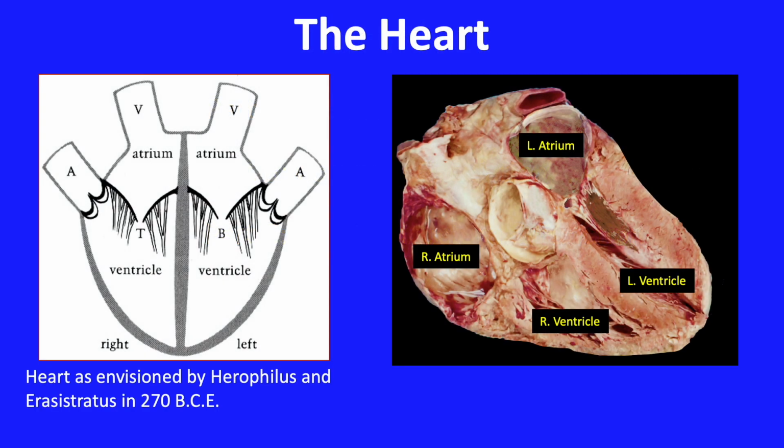On the left panel, I start the lecture by again showing you the heart that Herophilus and Erasistratus dissected back in ancient Alexandria, and their vision for the arrangement of the chambers: 2 atria on top, ventricles on the bottom. On the right, an actual dissection of the heart is demonstrated. Again, you see the 2 atria on top, the 2 ventricles on the bottom.